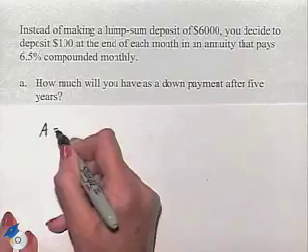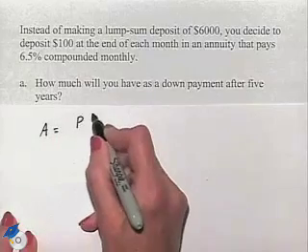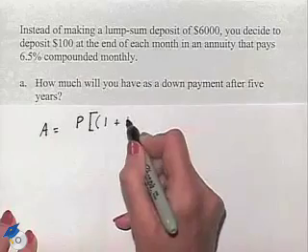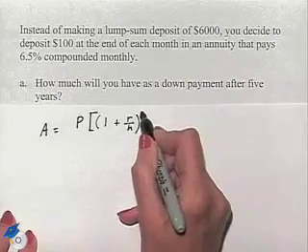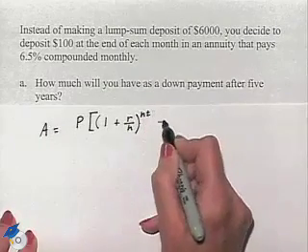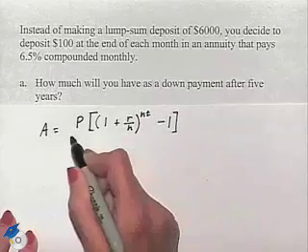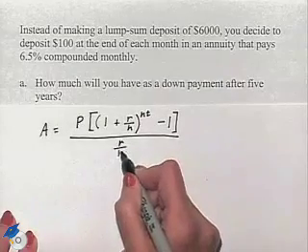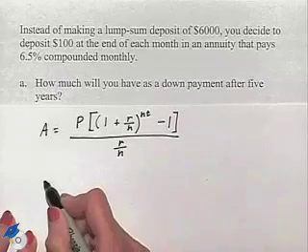A equals P times bracket, and then a set of parentheses, 1 plus r over n, to the nt power, minus 1, close your bracket. That's all in the numerator, and the denominator is going to be r over n. So let's see how to substitute.